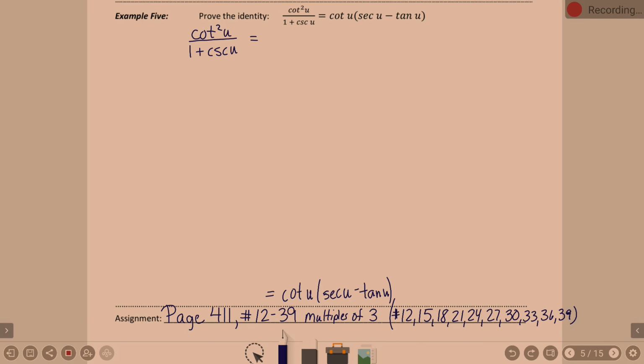Again, I'm never going to say it's the only step because there may definitely be other stuff. But so cotangent squared u, Pythagorean identity, right? Says 1 plus cotangent squared u is equal to cosecant squared u. And so if we subtract 1, then we have cotangent squared u is equal to cosecant squared u minus 1. Now it's still over 1 plus cosecant u.